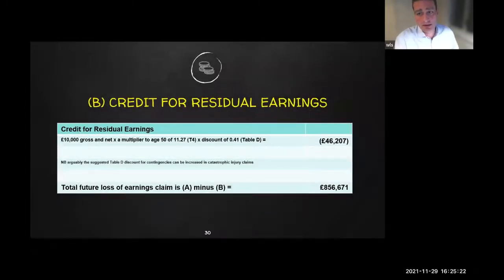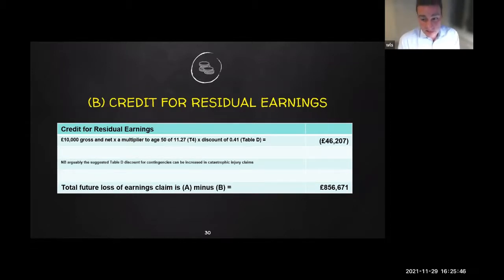And then we calculate the credit for residual earnings, and that's 10,000 gross or net times the multiplier to age 50. That's from table 4 of 11.27. And then it's a different discount because she's now disabled, and we apply a discount factor from table D of 0.41. And that gives you a figure of 46,207.